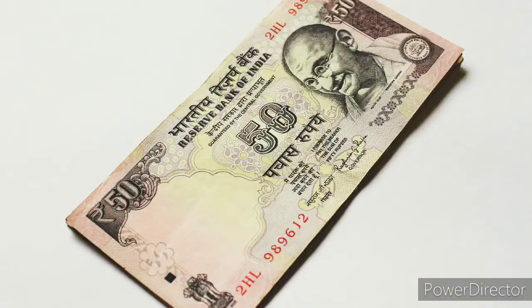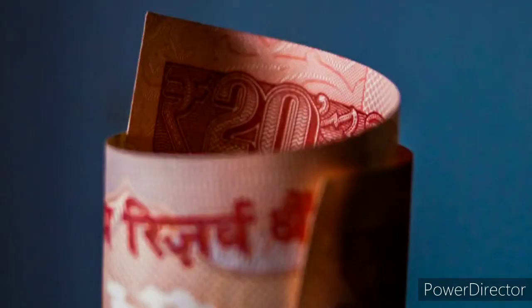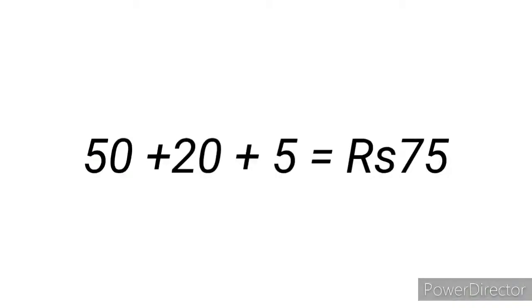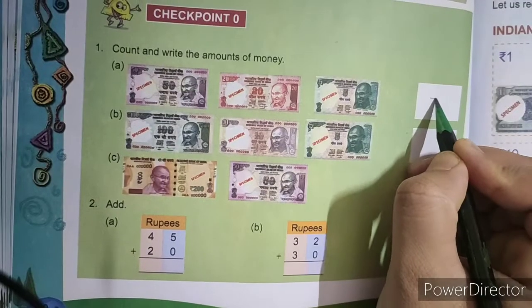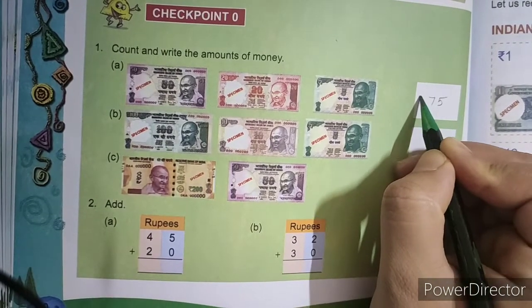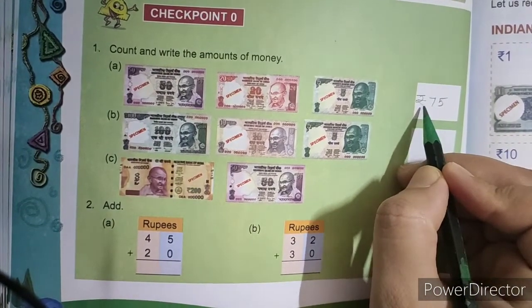A. As we can see, the first one is a 50 rupee note. We have to add 20 to 50, and the third note is a 5 rupee note. So 50 plus 20 is 70. 70 plus 5 is 75. So in the box we will write 75. Before it you should put the rupee sign.